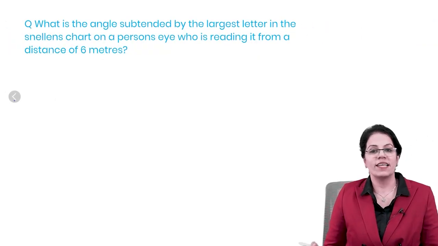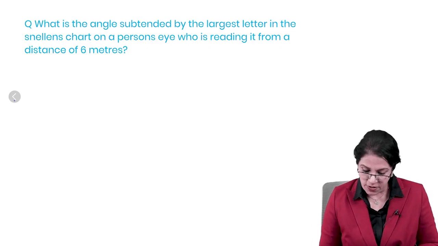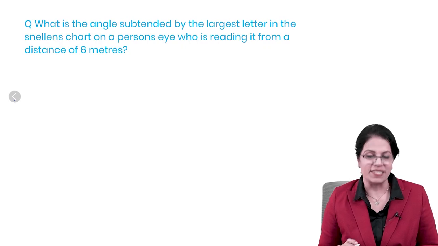So once you are very, very clear about the Snellen's acuity chart and what is the meaning of 6/6, 6/9, what is the actual concept around it, now we are going to solve a few questions. This is very important and this is how they ask you in the exam. So let's see how to solve it. We will read this together. What is the angle subtended by the largest letter in the Snellen's chart on a person's eye who is reading it from a distance of 6 meters?